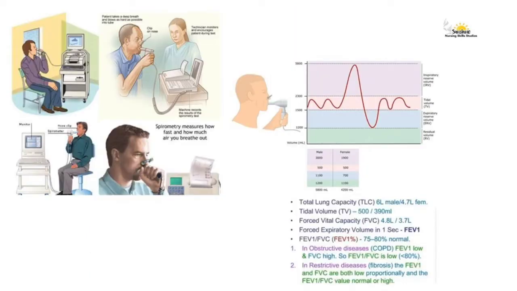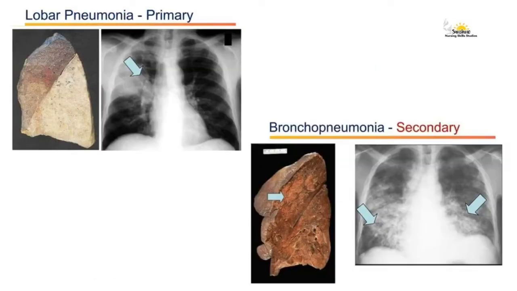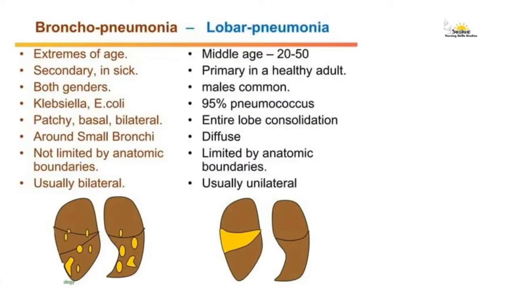Now, how do we check whether our lungs are functioning properly or not? There is a method called the pulmonary function test. To understand pneumonia, it is the inflammation of the alveoli caused by bacteria, viruses or fungi. It is classified into types called lobar, broncho and interstitial. Symptoms include fever, cough and dyspnea. The image displayed here shows the X-ray image and the real lung image of lobar pneumonia, which is primary, and bronchopneumonia, which is secondary, and the difference between broncho and lobar pneumonia.